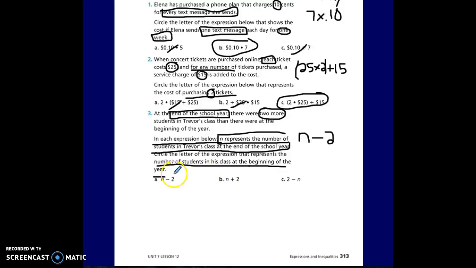So I look at my options. Oh, A right away is the right one, n minus 2. We're not adding on, because that would mean we added on at the end of the year. And 2 minus n, that won't work because we get a negative number, right? Because we're going to have more than 2 kids in our class. So n minus 2 would be the correct answer.